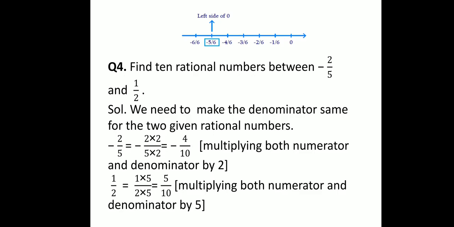So we need to make the denominator same first. Either you just take the LCM or you just multiply. First rational number is minus 2 by 5, that is equal to minus 2 into 2 over 5 into 2, that will be minus 4 over 10. Here we have multiplied both numerator and denominator by 2. Now to make the denominator 10 for the second rational number 1 by 2, I need to multiply numerator and denominator both by 5. So I will be getting minus 4 by 10 and 5 by 10 as the two rational numbers between which I need to find the required 10 rational numbers.